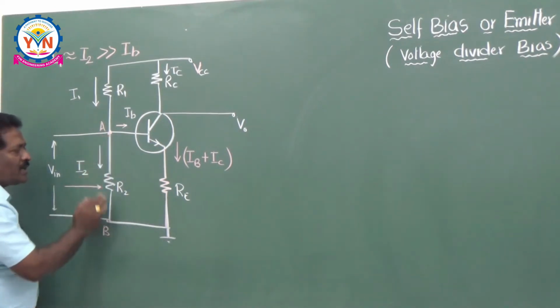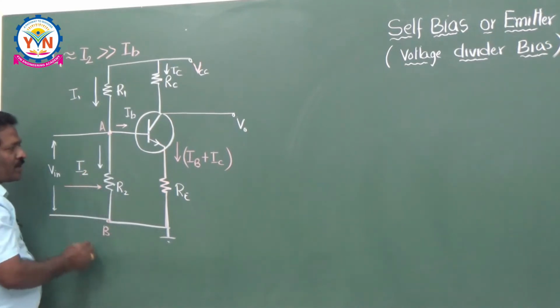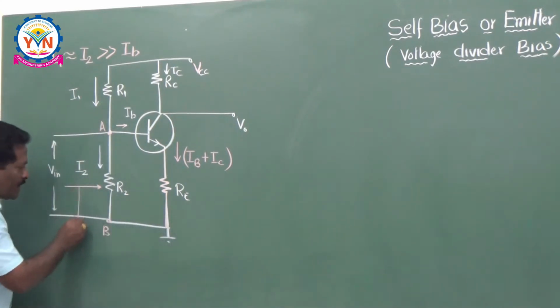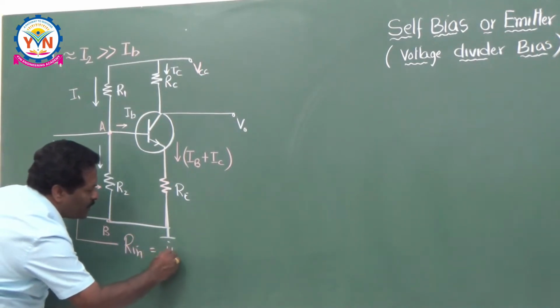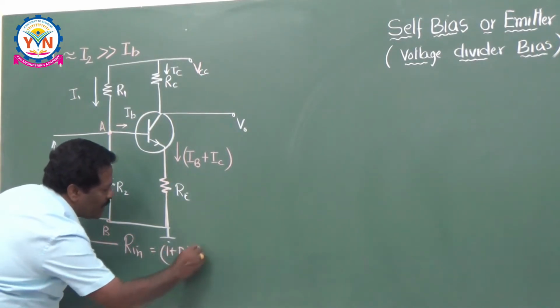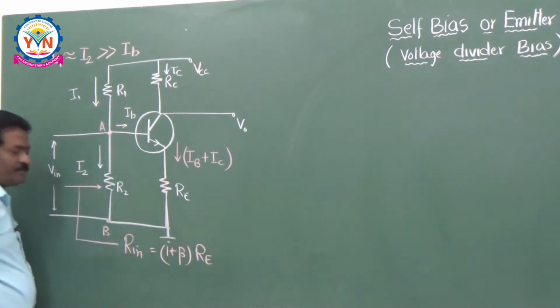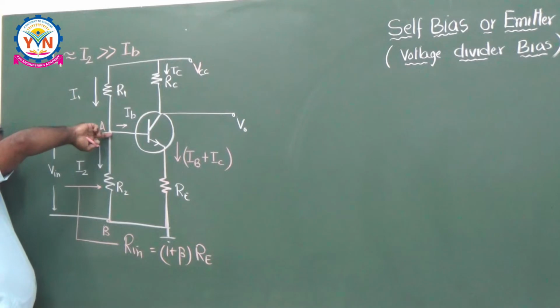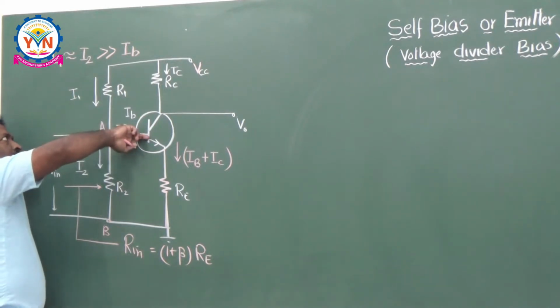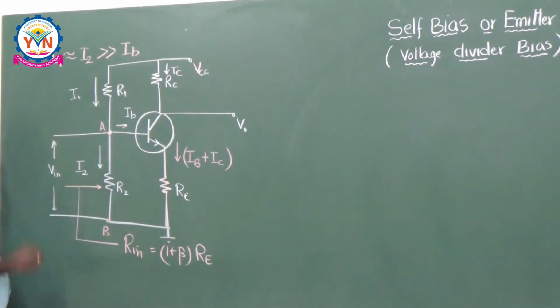So if you calculate the Rin here, the input resistance will be (1 plus beta) times Re, where Re is the emitter resistance. That's why the current drawn from this point is very small compared to I1 and I2.